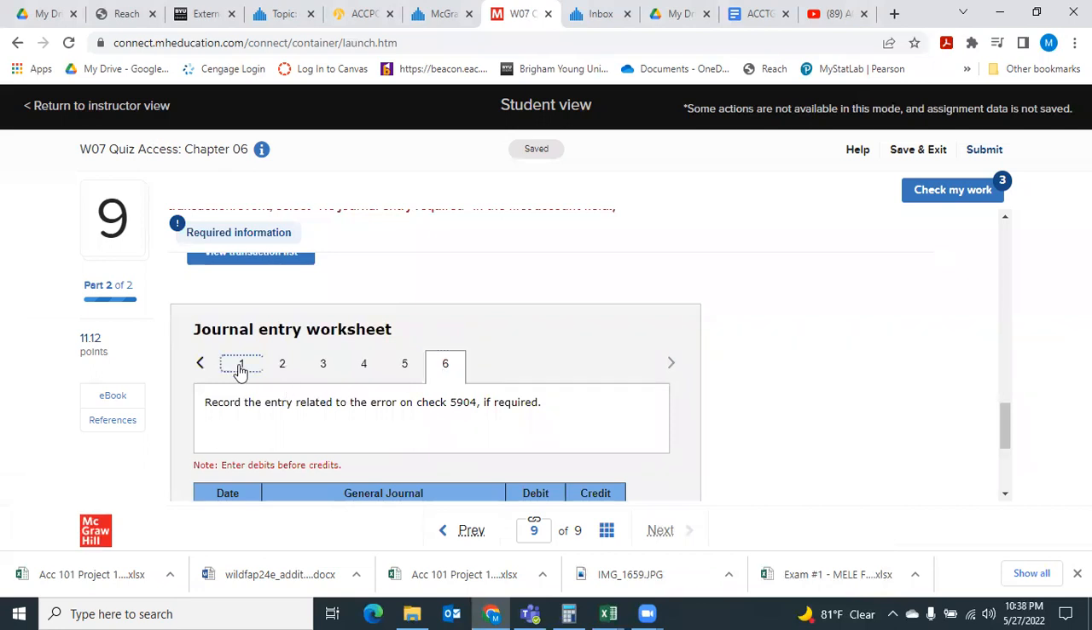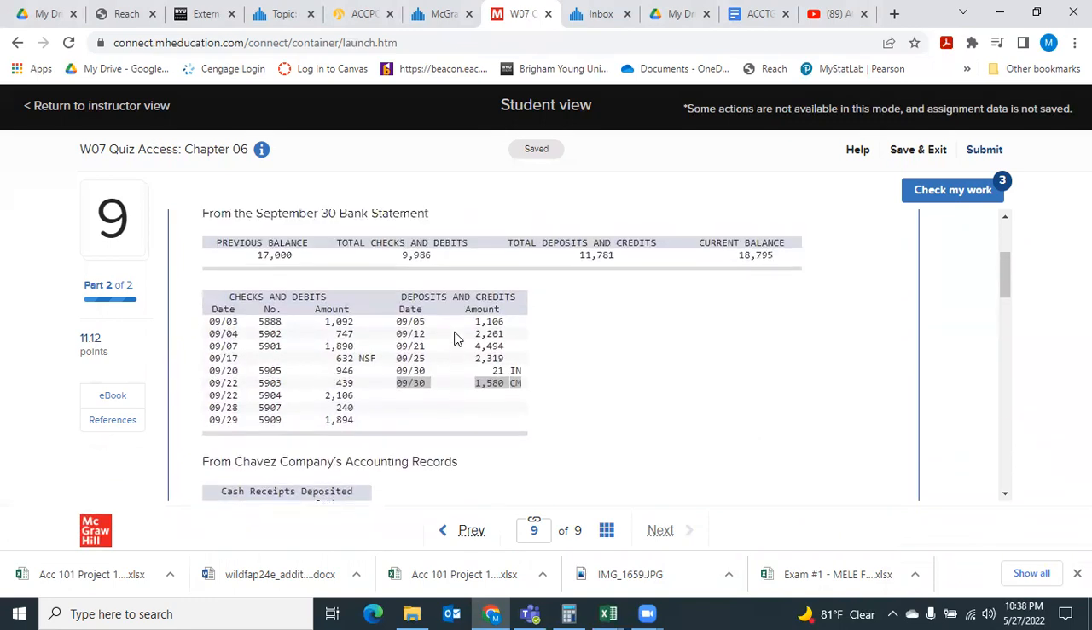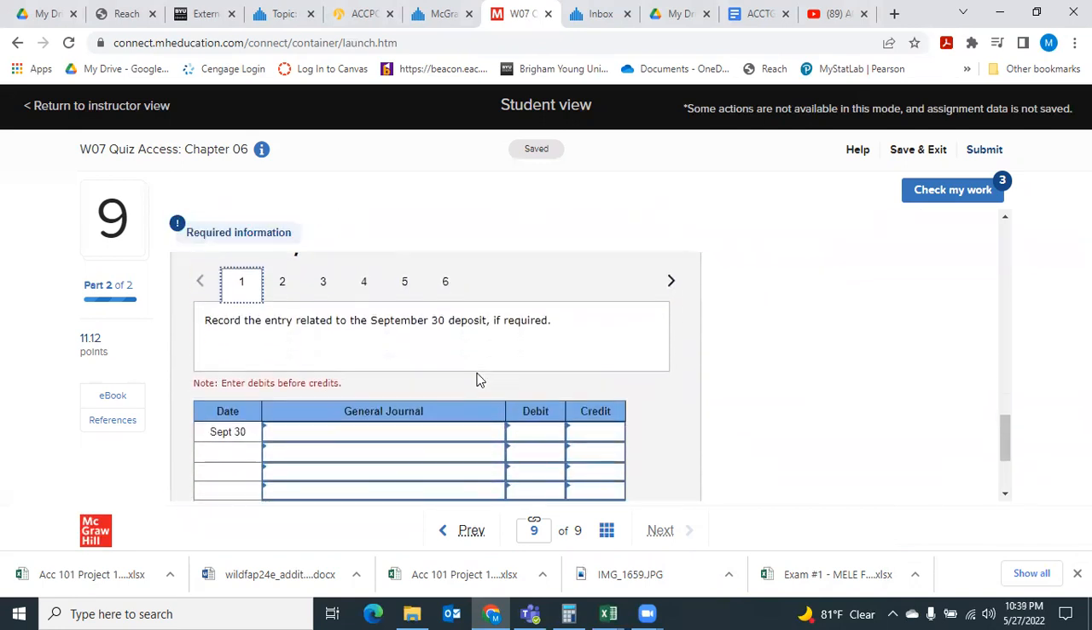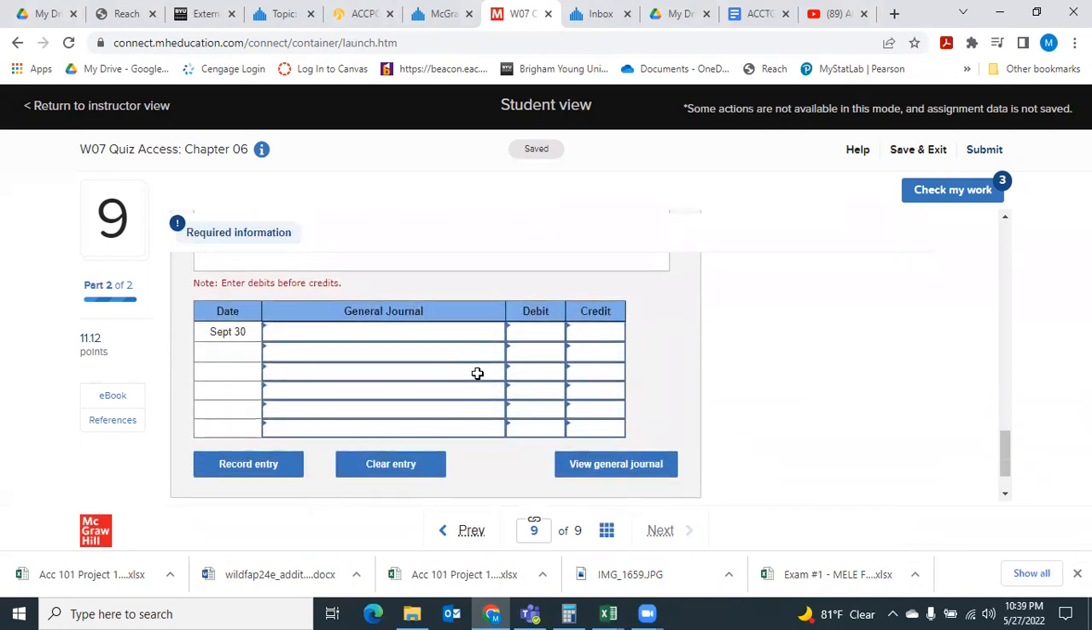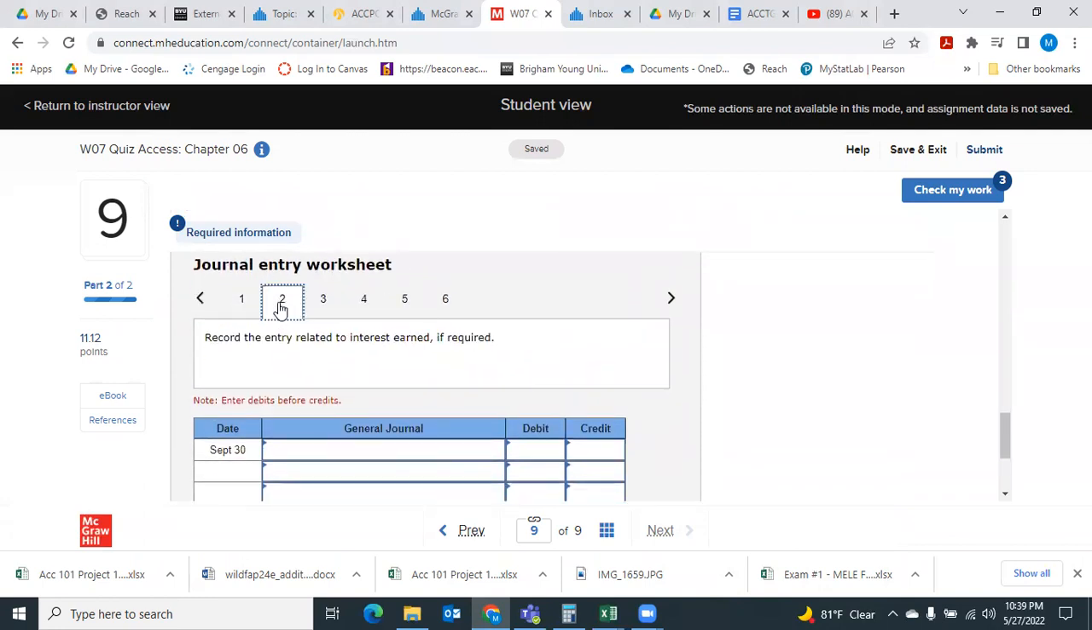All right. So again, let's go back up here. We'll look for the September 30th deposit. So on September 30th, we had a credit memorandum of $1,580, and we had interest received of $21. But I believe they wanted us to handle both of those differently. And so I'm not sure what they're asking for. So I'm actually going to skip that one, and we'll come back to it.